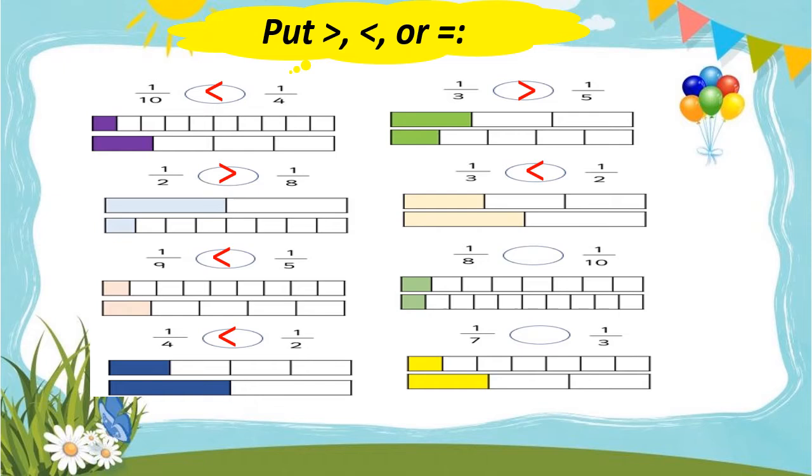The second one, we have 8 equal parts and 10 equal parts. We shaded 1 out of 8 and 1 out of 10. Which part is the biggest? Excellent, 1 out of 8 is bigger than 1 out of 10.